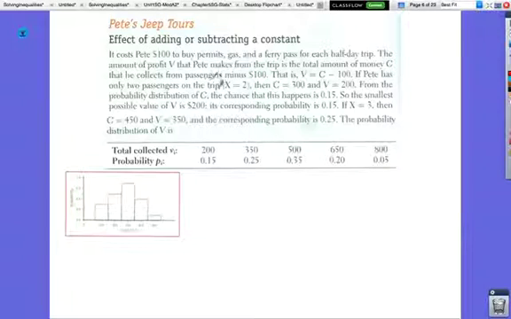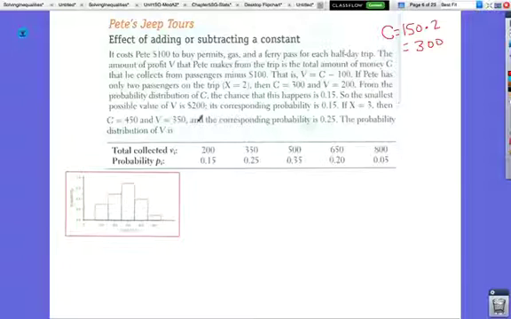If Pete only has 2 passengers on his trip, so X is equal to 2, then the money collected is 300. Remember that we get that by saying 150 times however many passengers he gets, so if there are 2 passengers, the money collected is $300. The chance that this happens is 0.15. We've already talked about that. So the smallest possible value of V, the profit he makes, is 200. Its corresponding probability is 0.15.